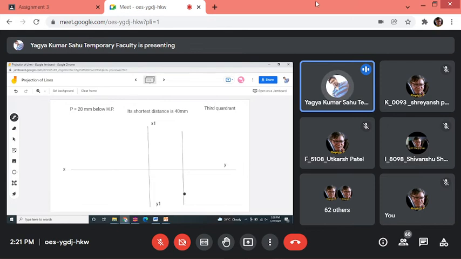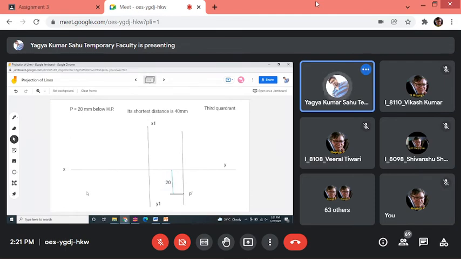So 20 mm below, properly locate front view on this projector line, say P dash. What is the distance of P dash from XY? कितना given है? It is given 20 mm. 40 कहाँ से आ गया? 40 is the shortest distance. It is given 20.